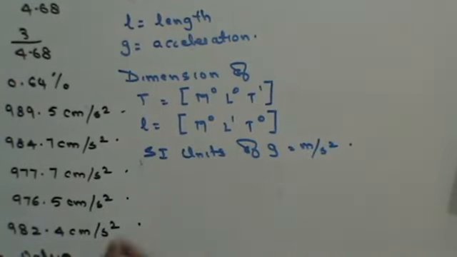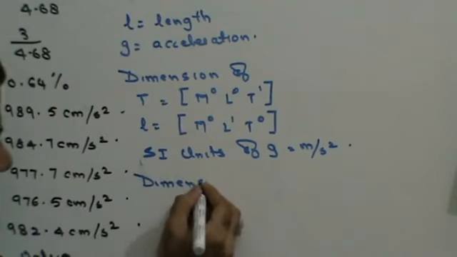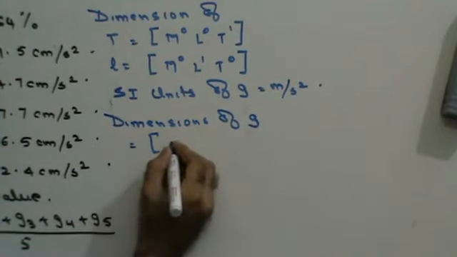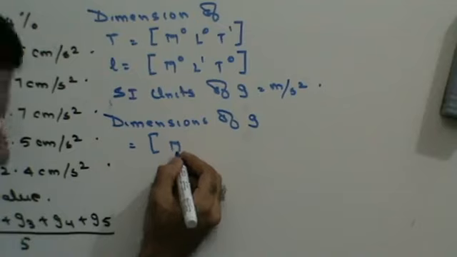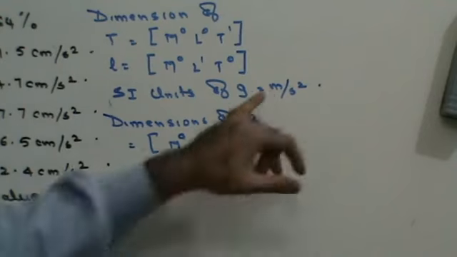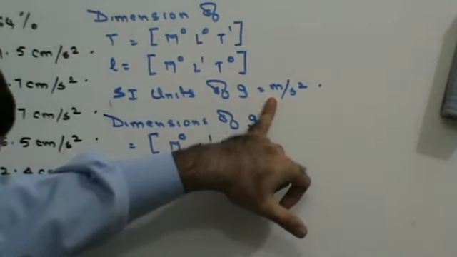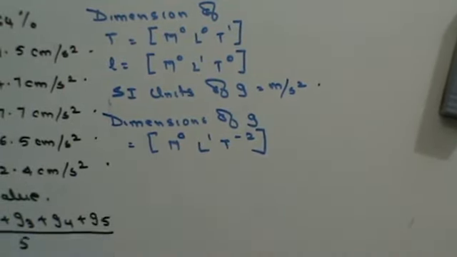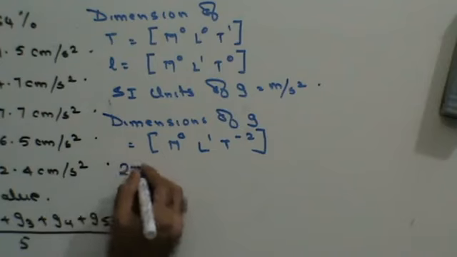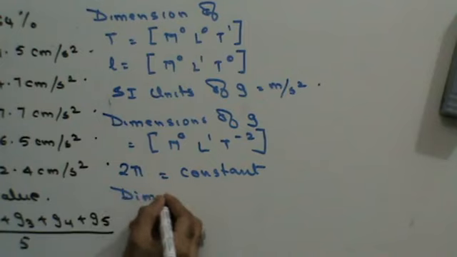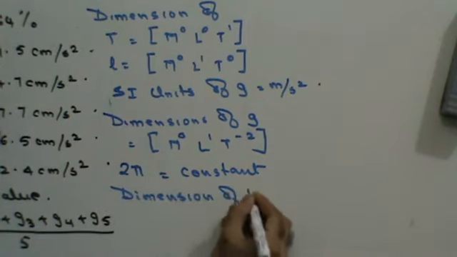If this is the unit of G, then the dimensions of G will be M0 L1 T minus 2. There is no mass here. So you are measuring the length once and time is in the denominator. Now, 2 pi we know is a constant. So let us find the dimension of the RHS.